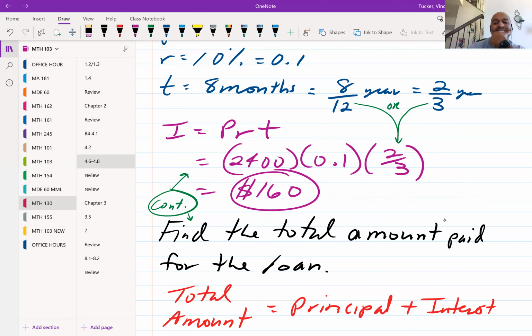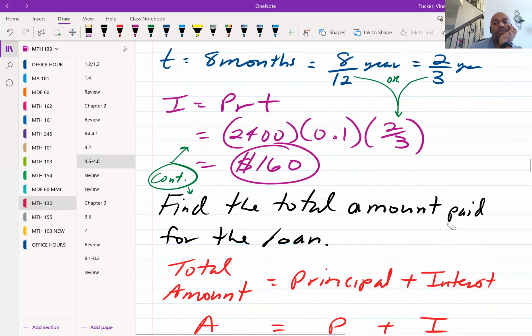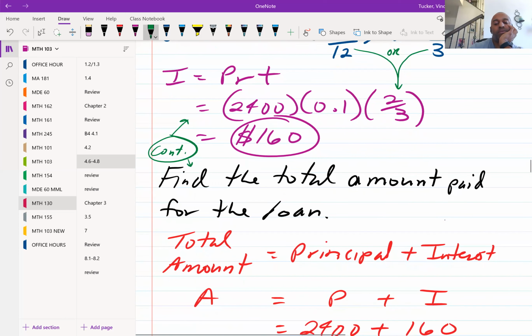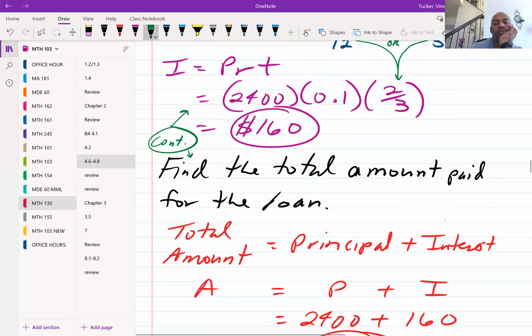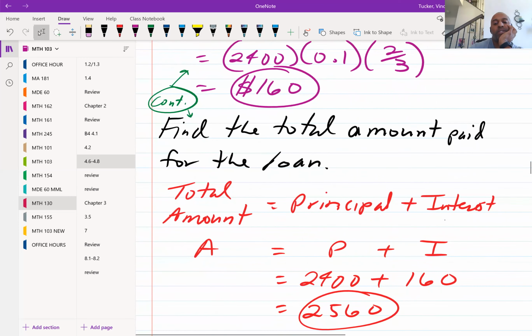All right. So notice I put that this is a continuation. The next question says find the total amount paid for the loan. So the total amount is just your principal plus your interest. So we had already established our principal was 2,400. We just found our interest to be 160. So we add them together, that's 2,560.